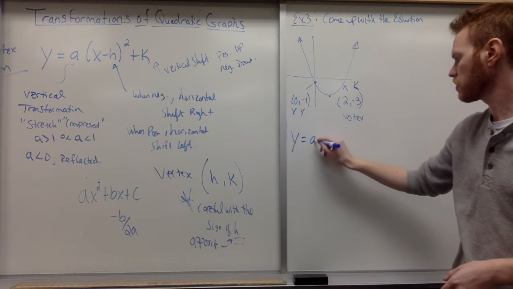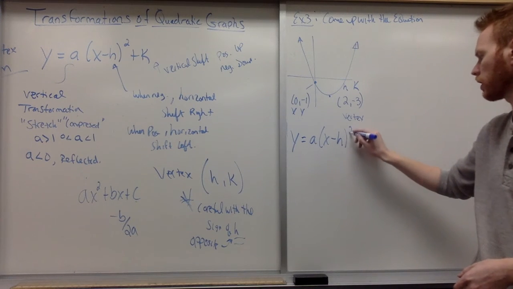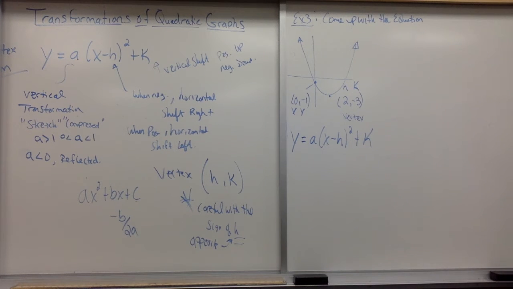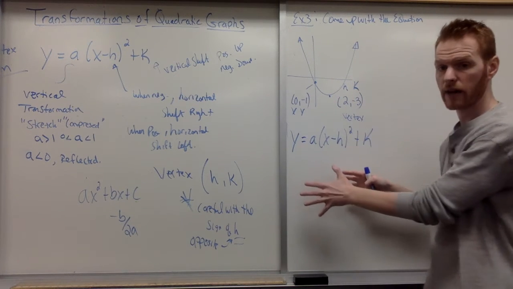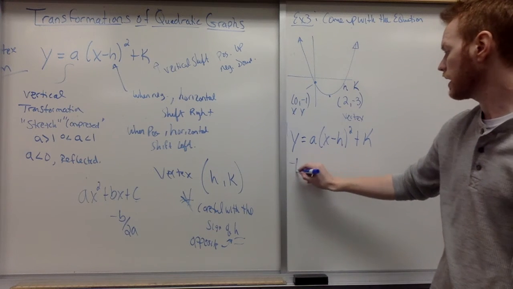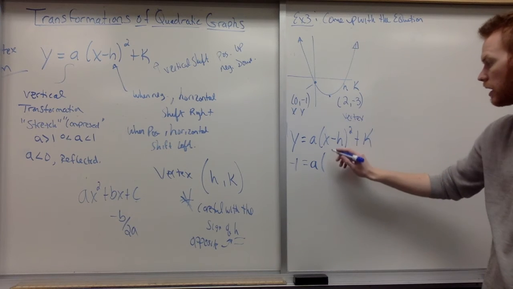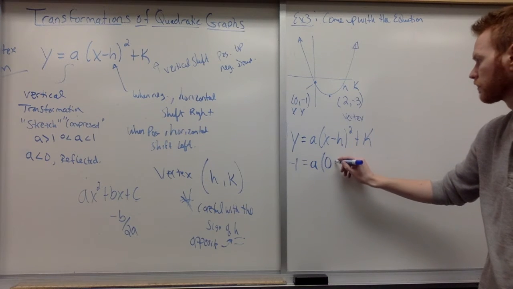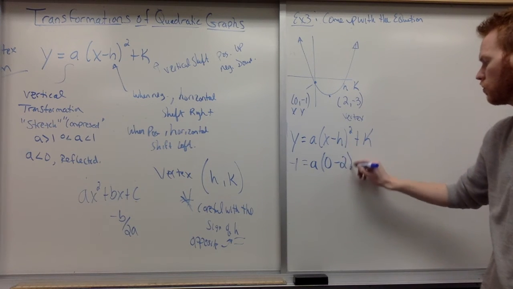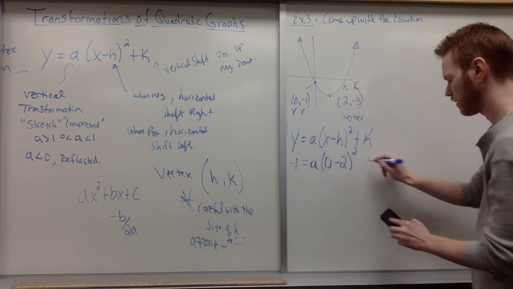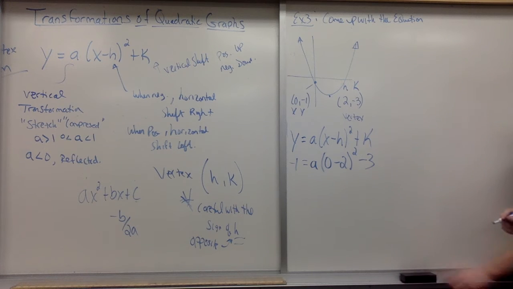So here's my original that I'm working with. Okay, I want to write my equation in that format. I'm going to go ahead and substitute these values into here. Y is -1. I don't know what A is yet. I'm trying to figure it out. X is 0. H is 2. And then K is -3. I'm not going to put plus -3. I'm going to put just -3 there.